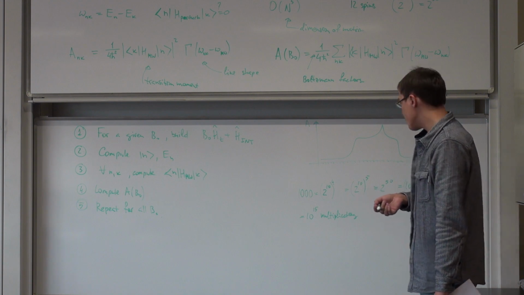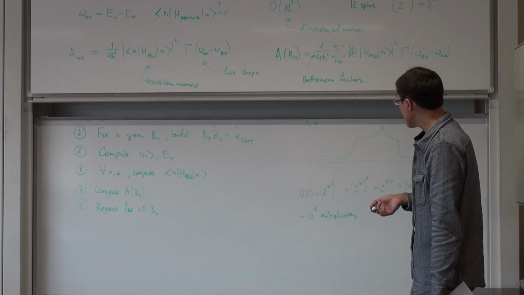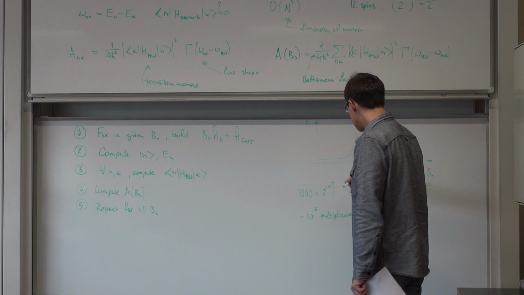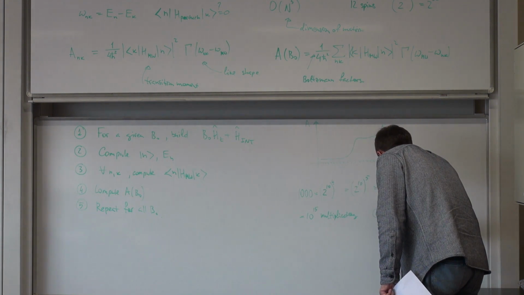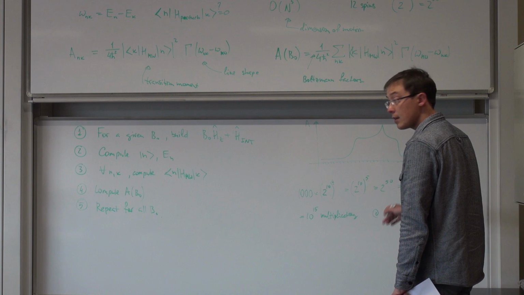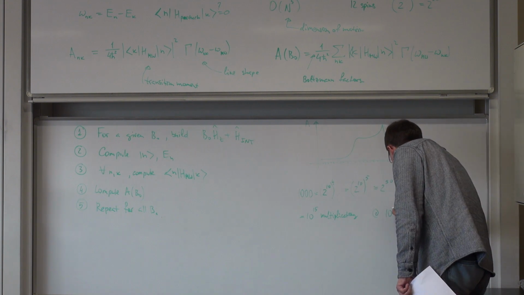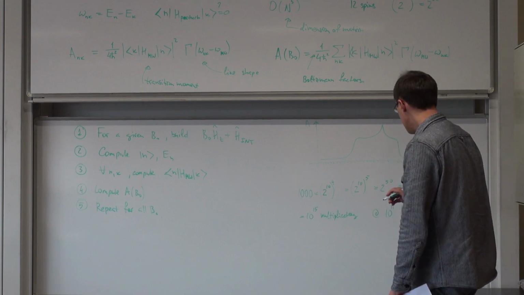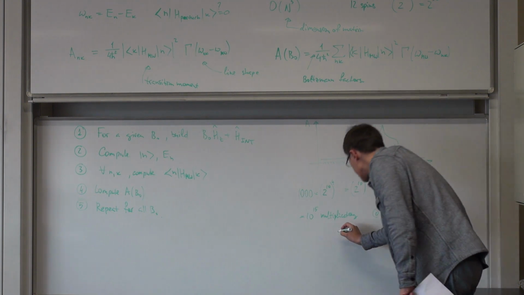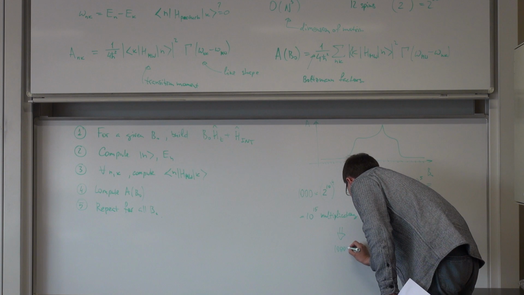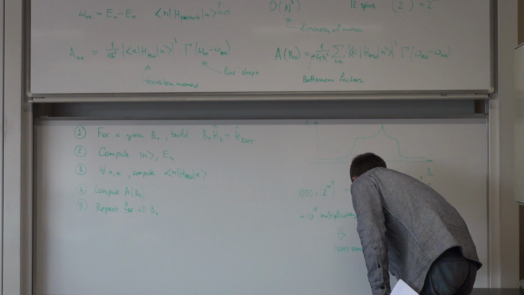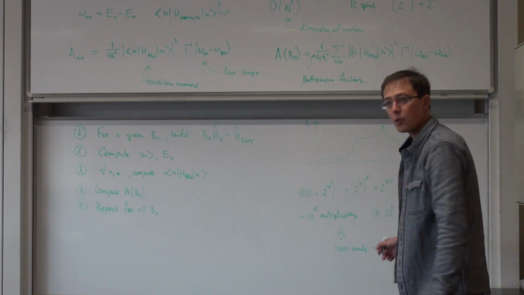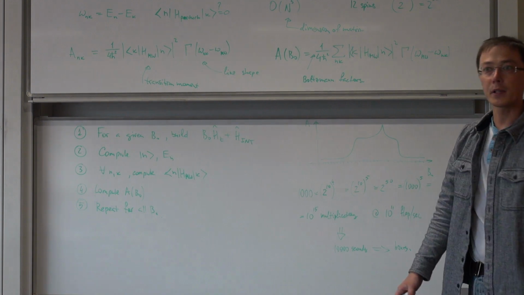Decent computers at the moment do about 100 gigaflops, so 100 billion floating point operations per second. A gigaflop is 10 to the 9th, so 100 gigaflops is 10 to the 11th flops per second, and we are talking 10,000 seconds, which is of the order of hours. But it's of the order of hours on a really decent modern computer.